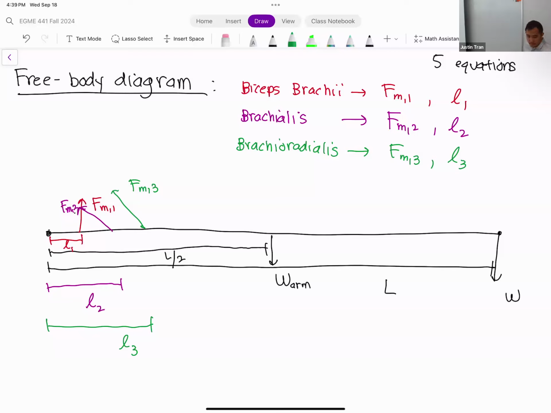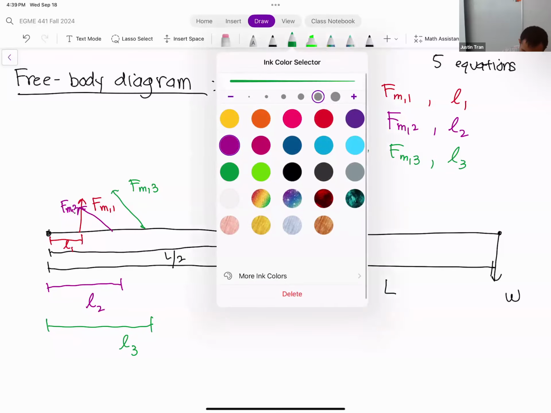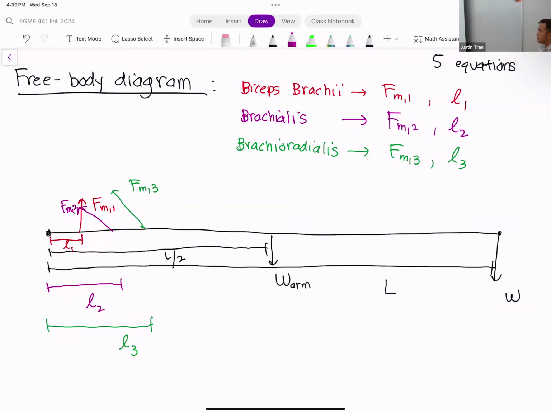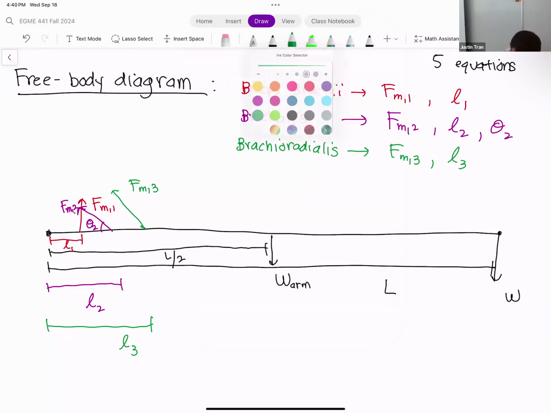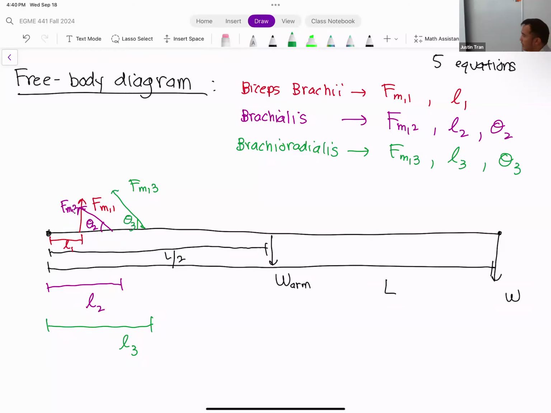All right. So one new thing about this problem, although not new to today, we discussed it a little bit with the drawbridge, is that the brachialis muscle and the brachioradialis muscle are attaching at a specific angle. They're not just perpendicular to the limb itself. And so we have an angle θ2. So θ2 is the angle at which the brachialis muscle attaches. And then the brachioradialis muscle, we're going to assume that it attaches at an angle θ3.